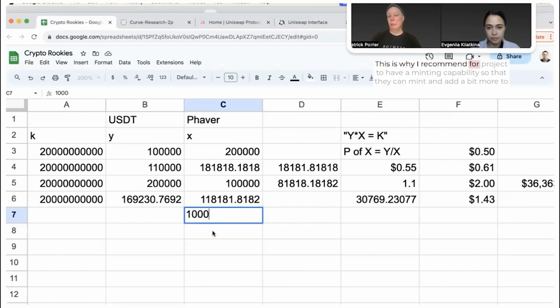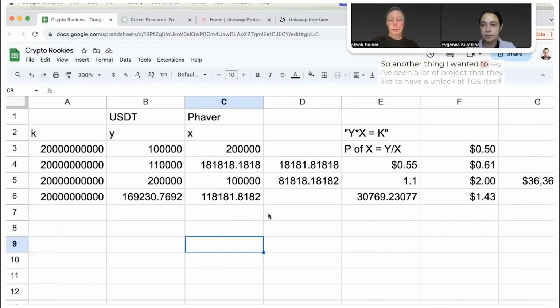This is why I recommend that projects have minting capability, so that they can mint and add a bit more to reduce the speed of growth, so that you don't encounter this, where it's kind of more like artificial value. But the moment people start selling and there's a panic going on, everything will crash so much that everybody will suffer more that way. So ideally, if you can mint and you can have collateral set aside, like I'm explaining, you can try to make this a little bit more sustainable and prevent collapse of your economy.